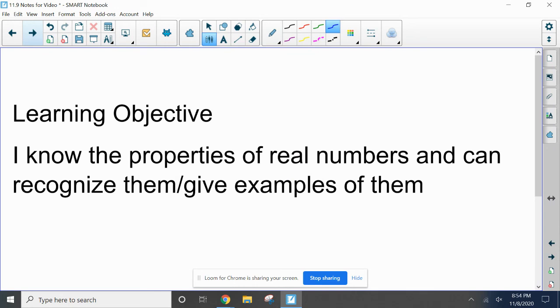Perfect. All right, so our objective was that we knew the properties of real numbers and can recognize them and give examples of them. I think that we did a good job going through them, showing some examples. We worked through some practice problems, trying to figure out which properties were used. So if you feel comfortable with this, there's your assignment on this on Schoology. Otherwise, please, please, please come to our small group.